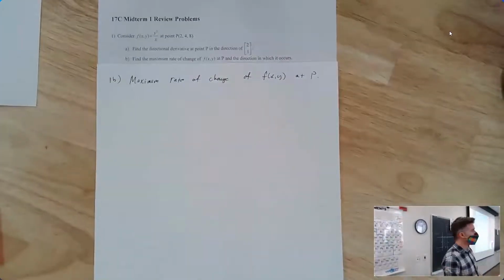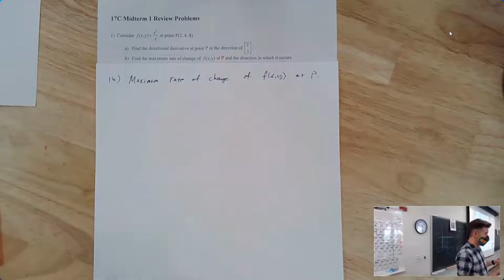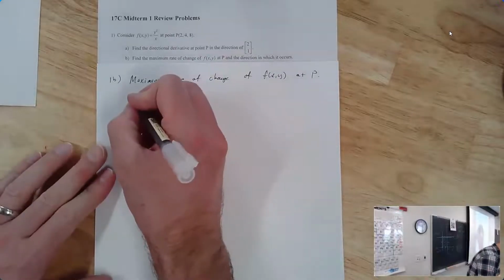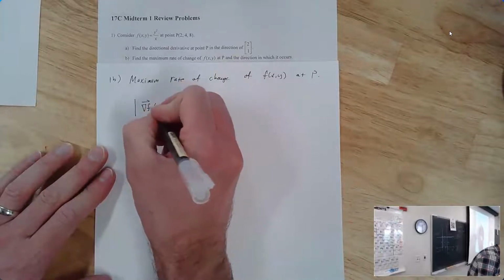There's a very, very simple answer to this question. Actually, it's not going to take that much work at all. The maximum rate of change of a function at a point is the magnitude of the gradient evaluated at that point.